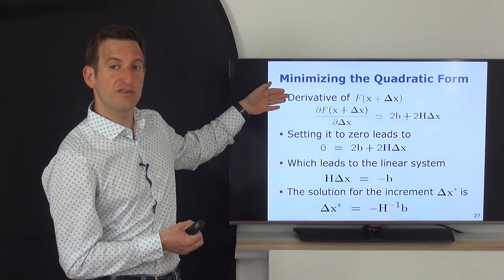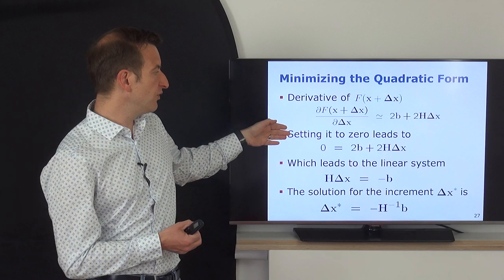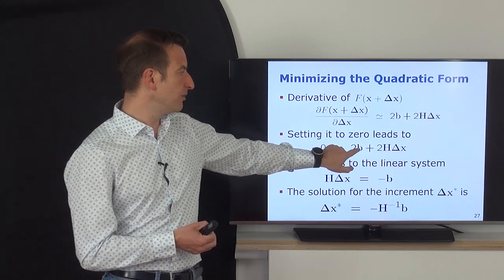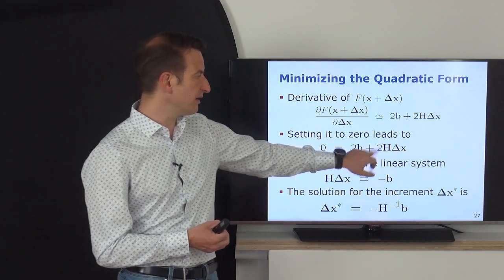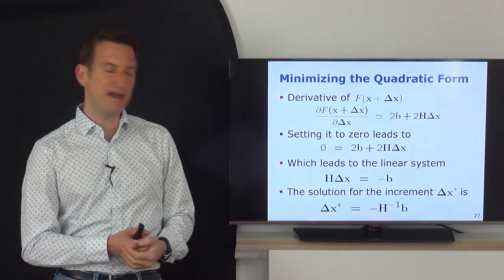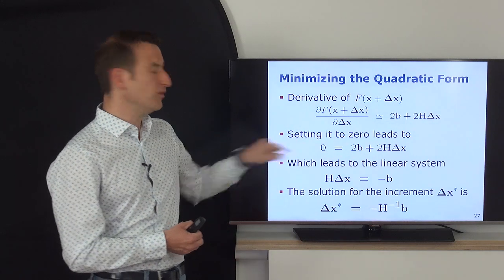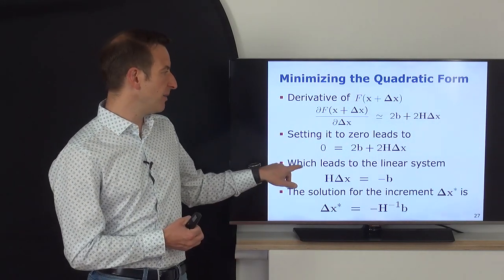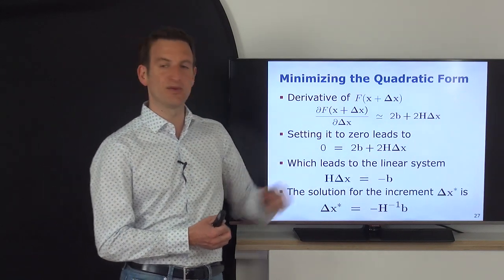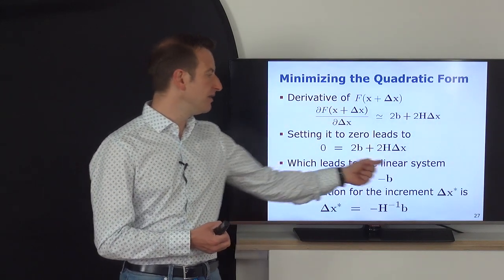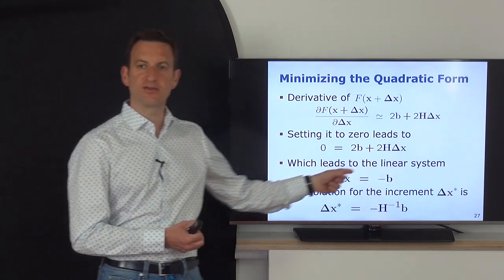So overall, we're computing the first derivative. That's what we just did in the previous slide. We are setting it to 0. So we say 0 equals 2b plus 2h delta x. Of course, you can see immediately the 2 vanishes. We can move b to the other side so that we will have a system in the end that we need to solve, which is h times delta x equals minus b. And here you see this is a system of linear equations.